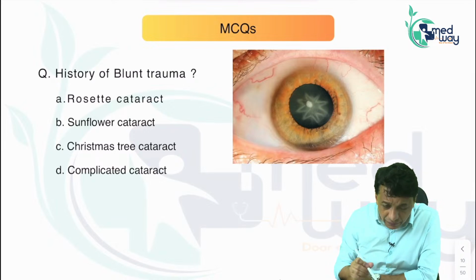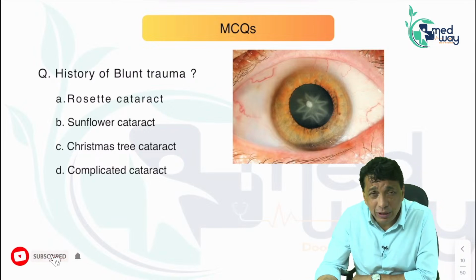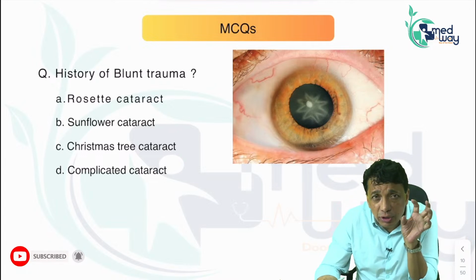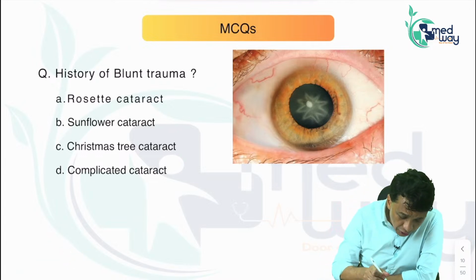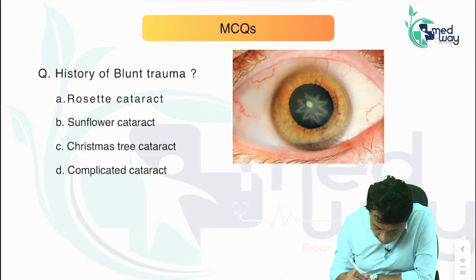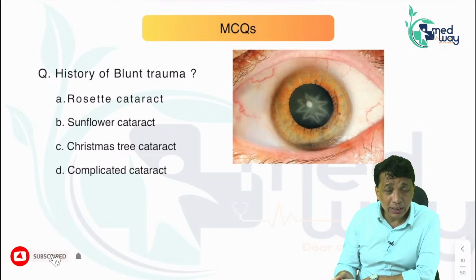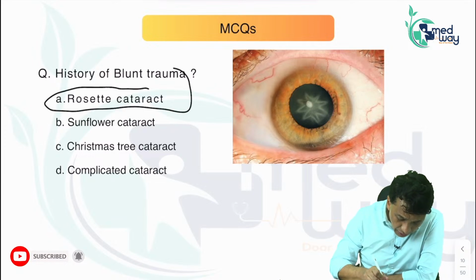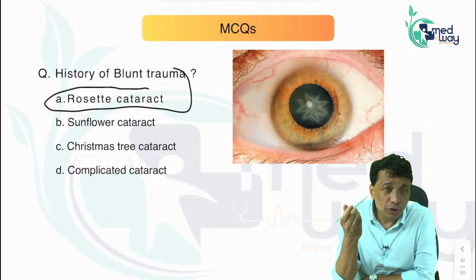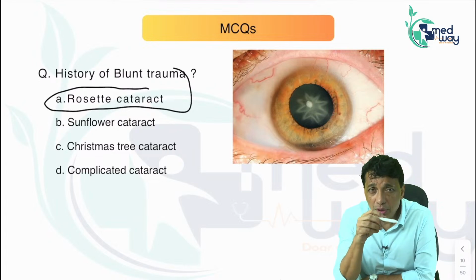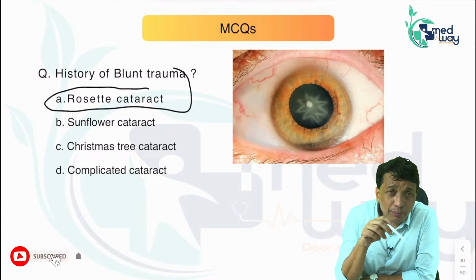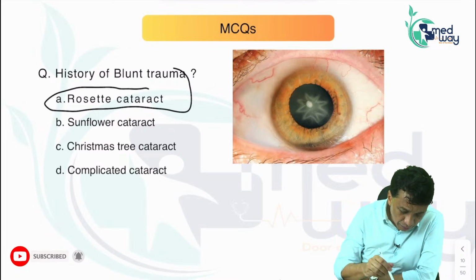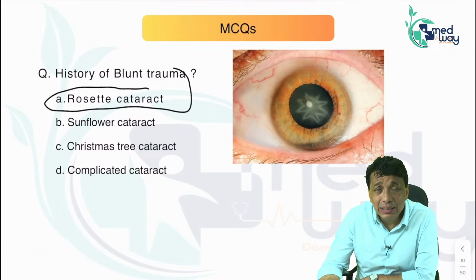Then you have another very simple, straightforward question. As I said, they are straightforward, it doesn't have too much jiggery pokery and trickery. So, history of blunt trauma, and a lovely star shaped stellate cataract. We all know this is the famous rosette cataract, is it not? With blunt trauma, it is called rosette because it looks like a flower, like the petals of a rose. So, that is why the history of blunt trauma, and this is the rosette cataract.